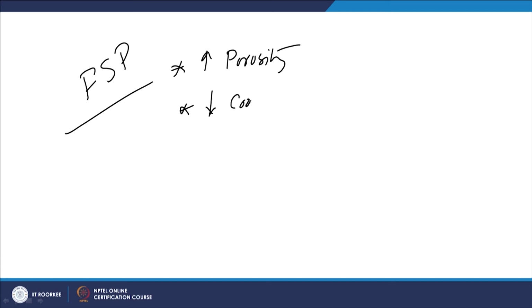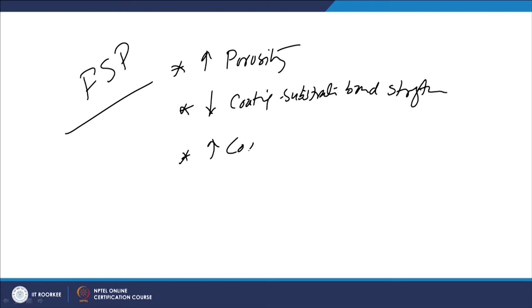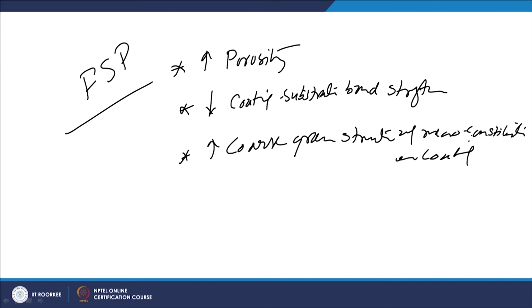So as far as the flame spray process is concerned, there are a few issues: higher porosity due to the limited particle velocity at the time of impingement, reduced coating-substrate bond strength, and third, the very coarse grain structure of micro constituents in coatings.